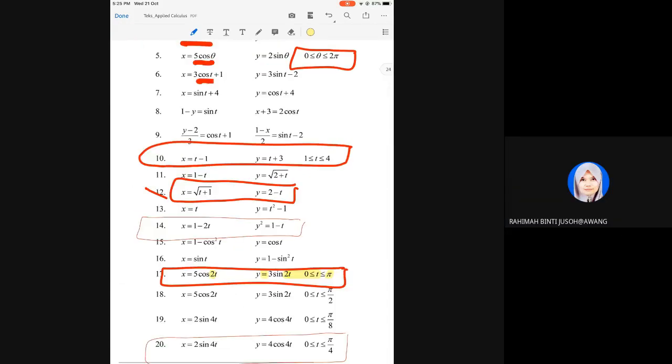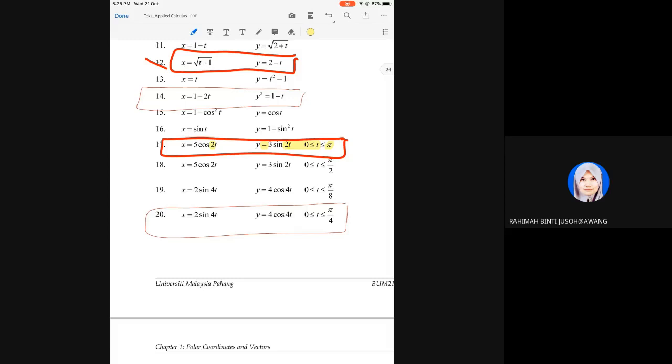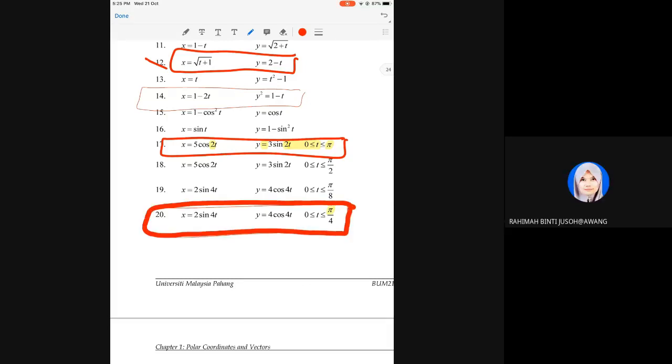Saya nak interval yang lain ni. Okay, let's say kita buat soalan nombor 20 ni guys. Ni 20 ni, dia ada 4t. Tapi interval kita sampai pi over 4 je. Okay, sekali pandang guys, ni bentuk apa? Circle ke ellipse? Ellipse. Okay, well done. Ellipse.